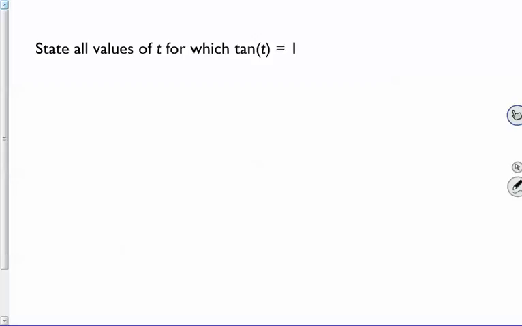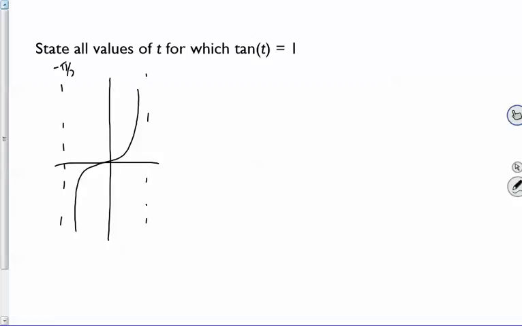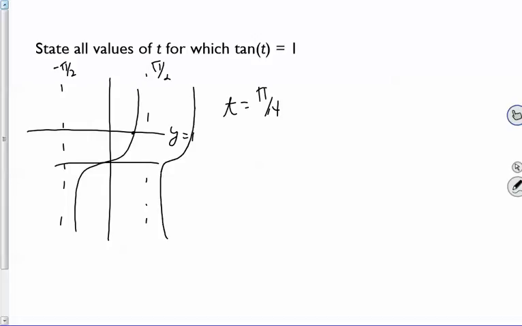So state all values for where the tangent is equal to 1. Well, if you think about it, your tangent curve looks like this. There's your tangent curve, and y equals 1 right there. Or if you want to look at your unit circle, where is the tangent equal to 1? It says t is equal to, I think, pi over 4 is where that's at. But is that the only spot? Where's the next spot it's equal to 1? The next spot would be further on down the line.